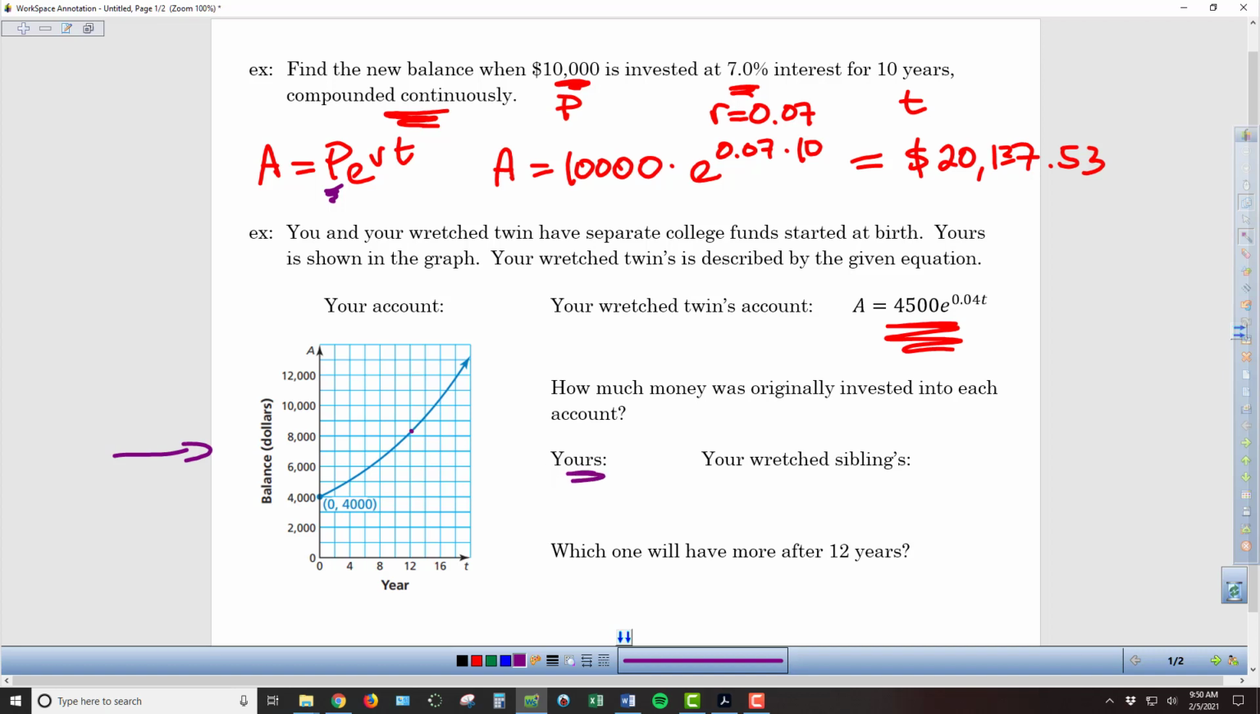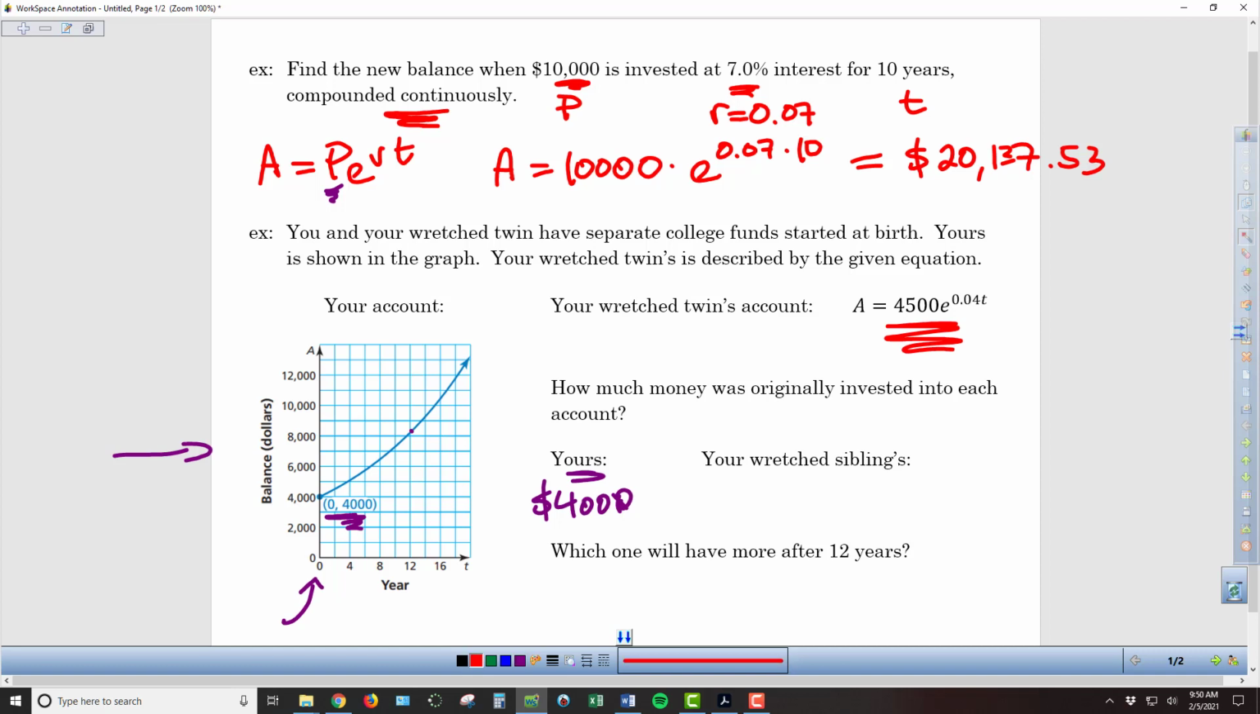So we want to start off and figure out how much was originally invested into each account. For you, we're looking at the graph, and so the original amount is going to be when t equals 0, so that's the point at which you're born. And so we can see that the starting point in the graph is this (0, 4,000) location. So that means for you, your starting balance was $4,000.